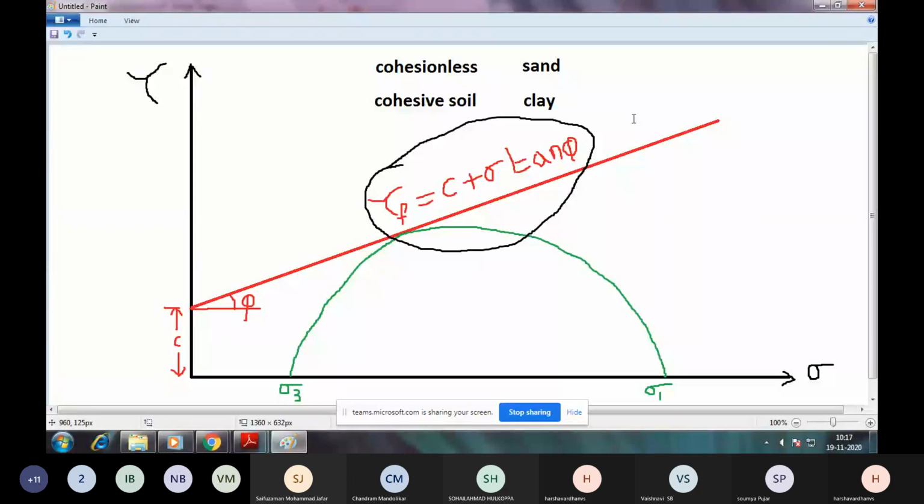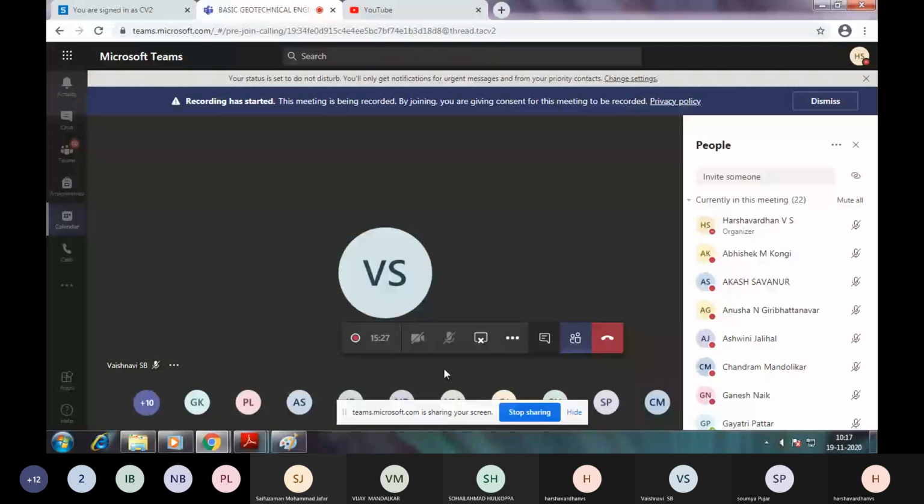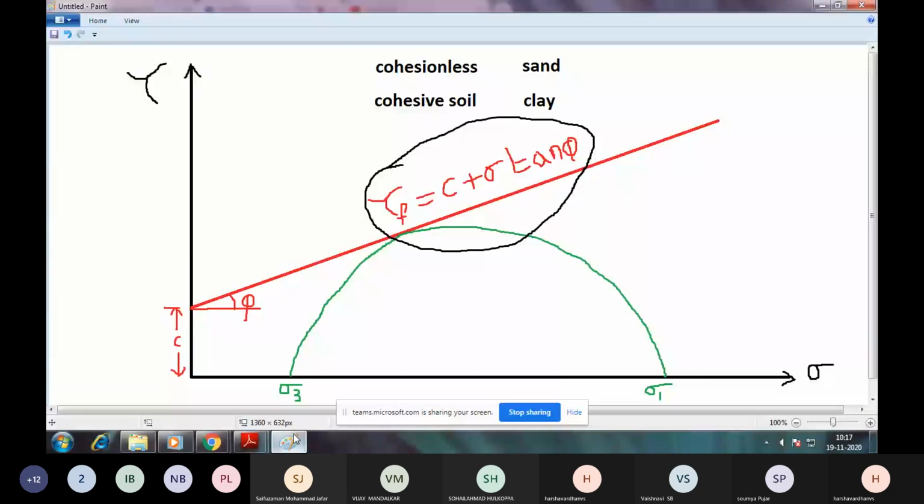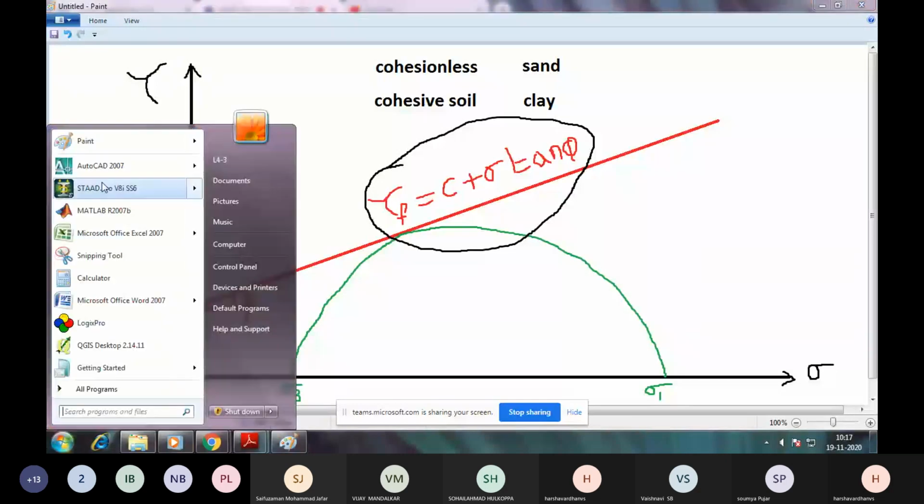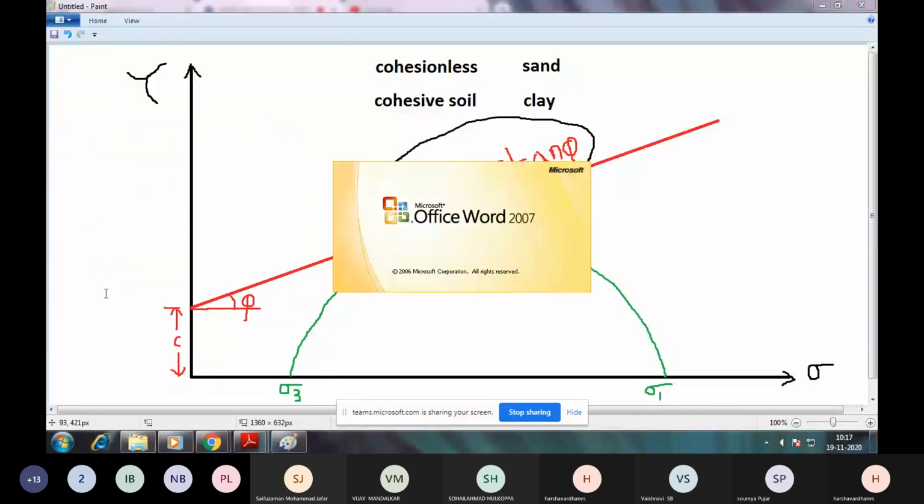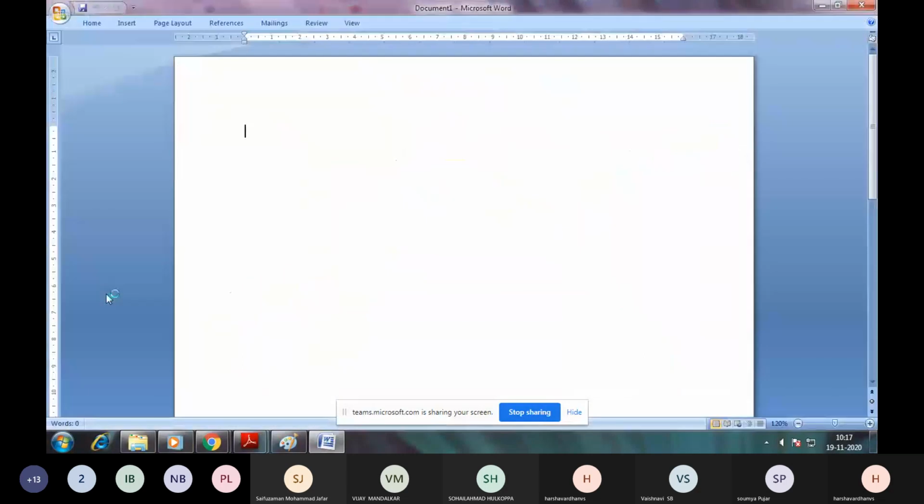So please remember, in the shear strength of soil concept, we will be using these terms: cohesionless soil and cohesive soils. You should know the meaning of both: what is cohesion, what is cohesive soil, and what is cohesionless soil. Moving on, the factors that are affecting the cohesive soils.